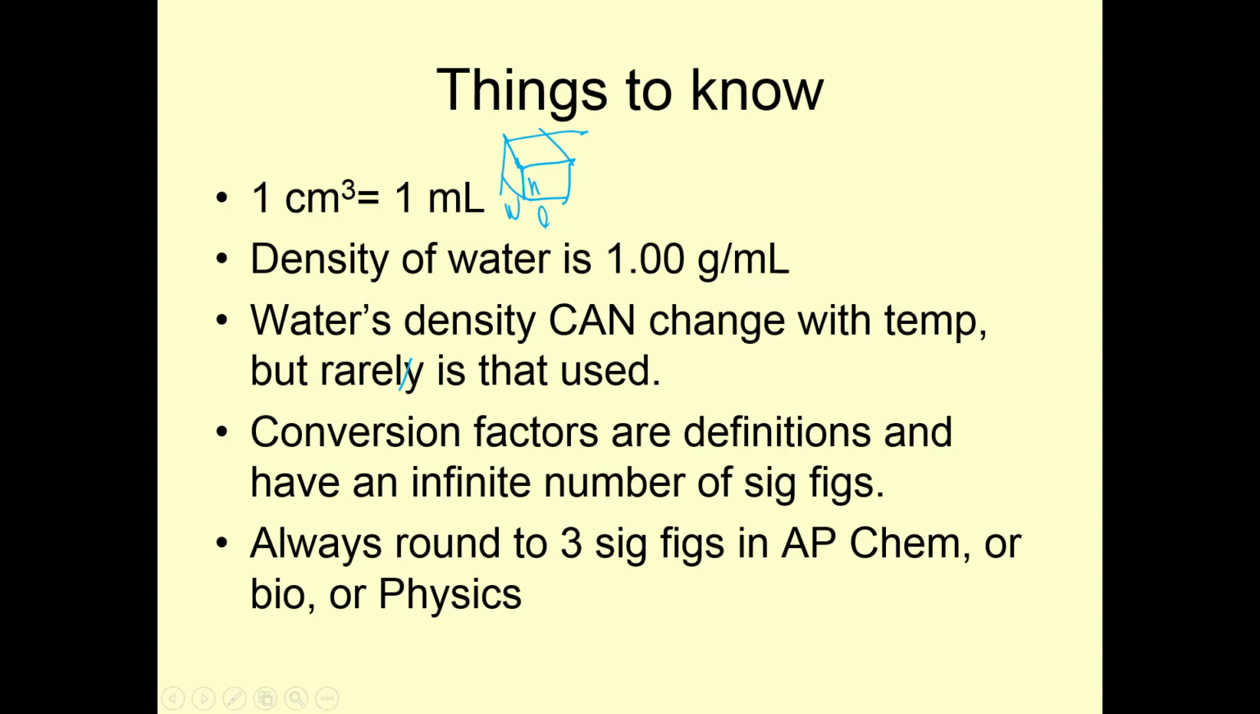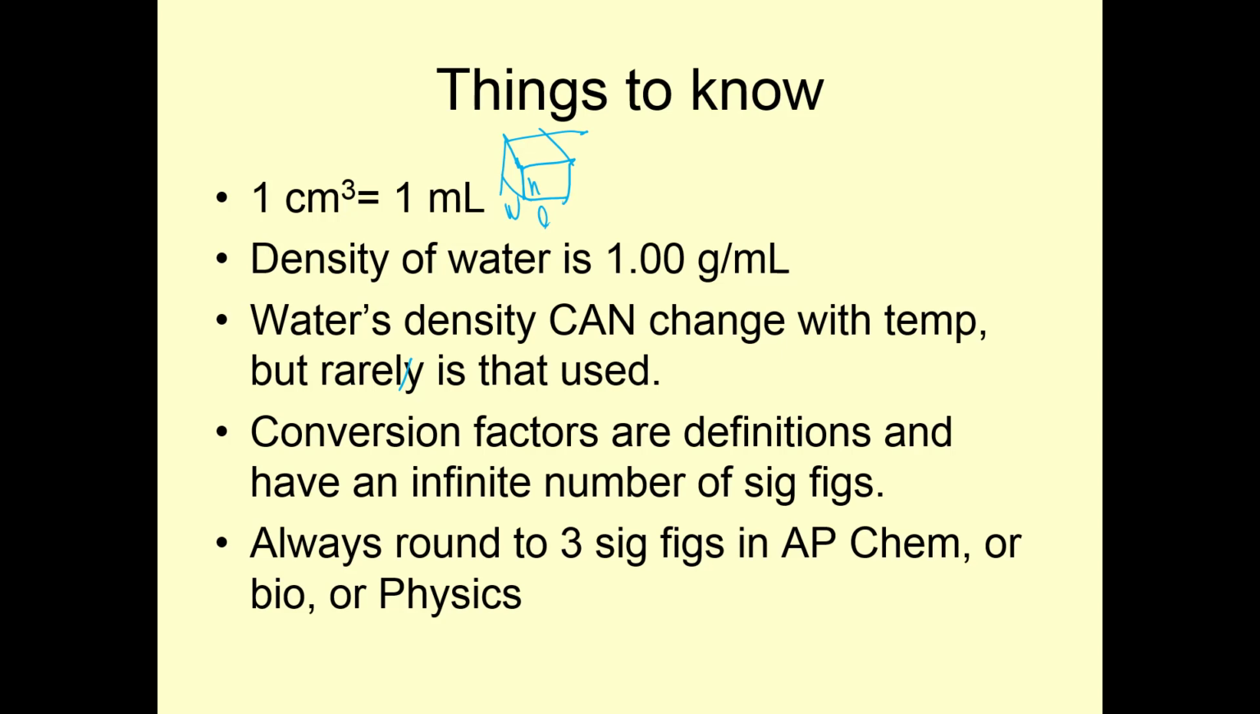Density of water is 1 gram per milliliter. Water's density can change with temperature, but that's rarely used. Hot water takes up more space than cold water. People talk about flooding in the oceans. That's part of it. The temperature change does that, besides the fact that the ice is changing to water. Conversion factors are definitions and have an infinite number of sig figs.